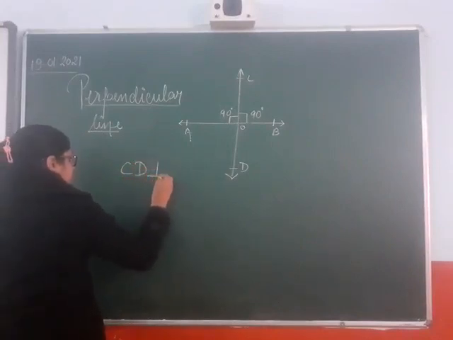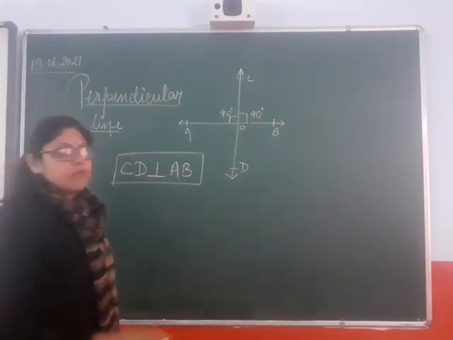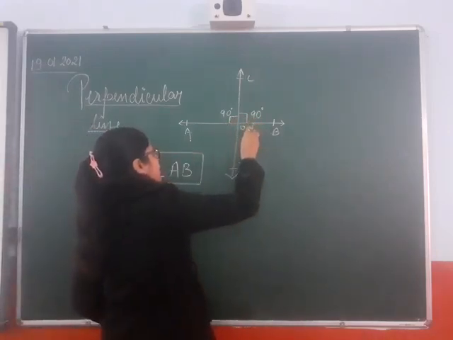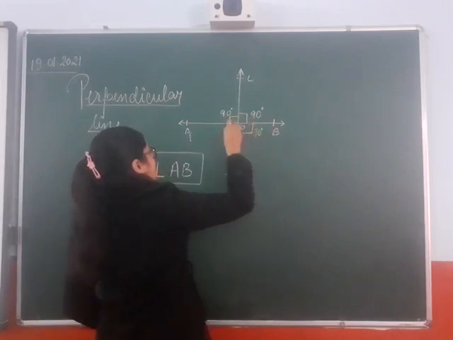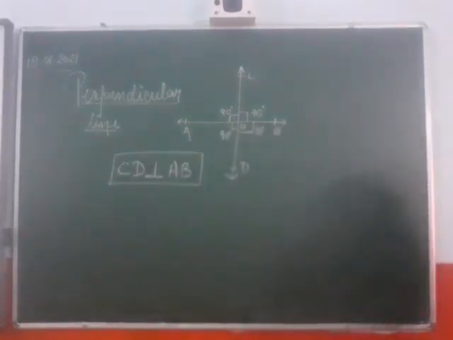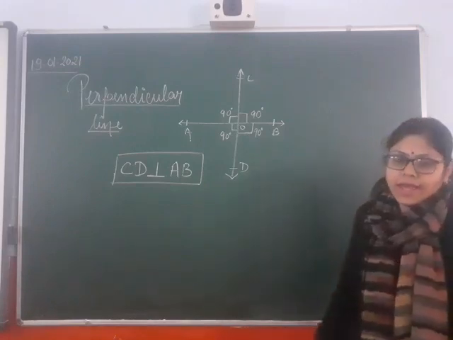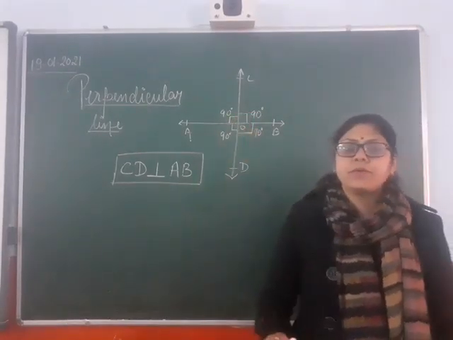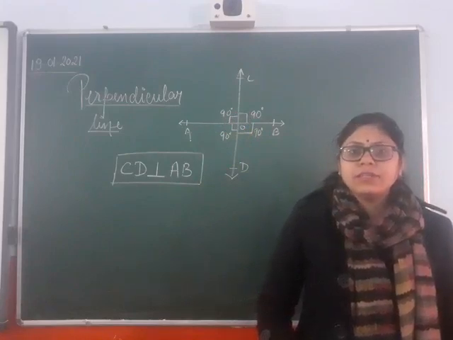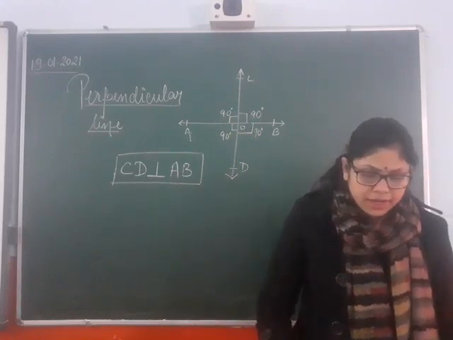The perpendicular sign is like this: CD perpendicular to AB. You will read it as CD perpendicular to AB. If this is 90, this is 90. Of course, this will also be 90 and this will also be 90. Clear? So when two lines stand on one another, then their angles are equal, and that angle is equal to 90 degree. Then we say one line is perpendicular to the other. You can say CD is perpendicular to AB.